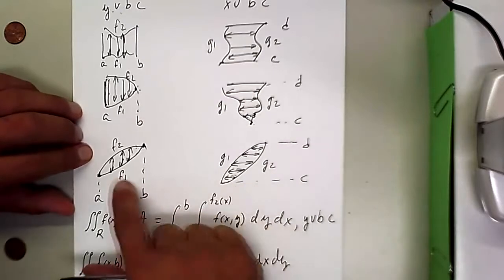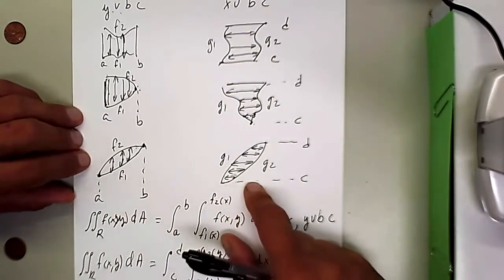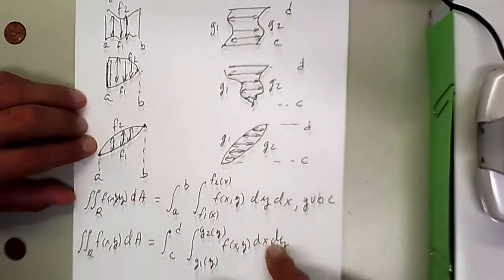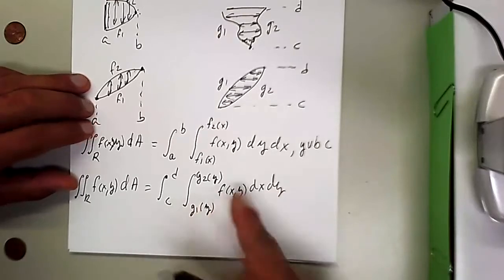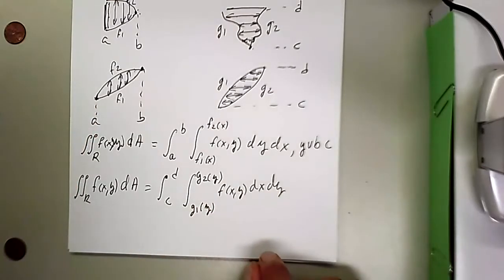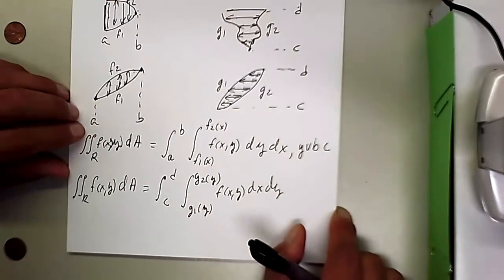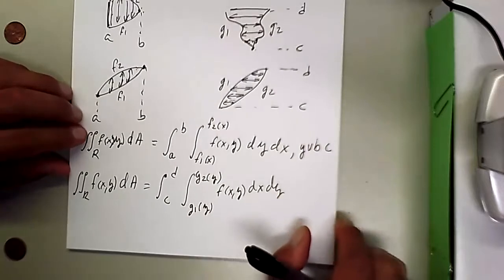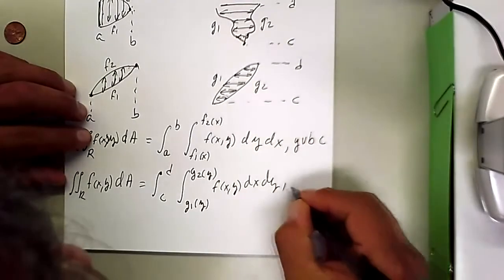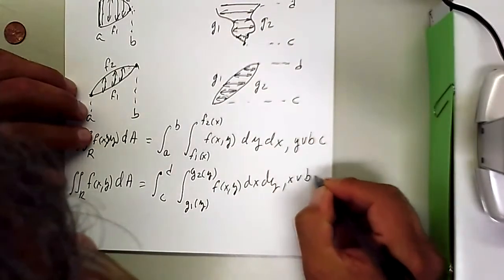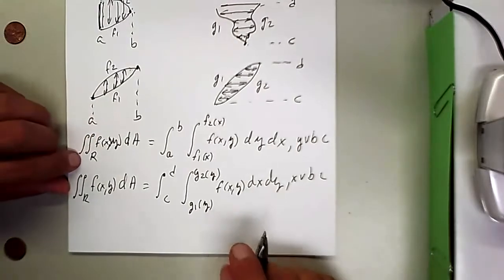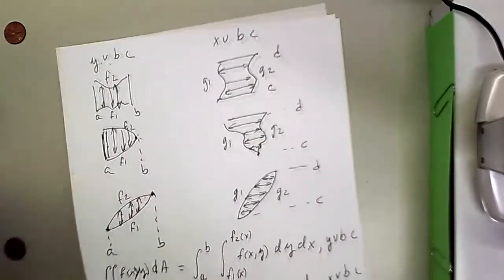Some regions, like this one, can be seen in two different views. In that case, you can do it either way, and one may be easier than the other. Many times we cannot tell in advance which one will be easier. So this is an x variable boundary case. So let's do an example.